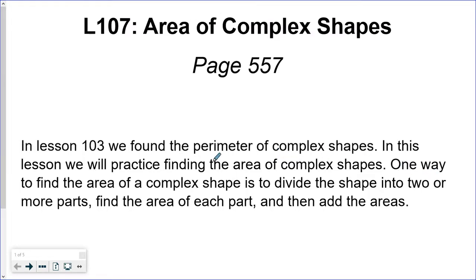So one way in which to find the area of those complex shapes is to take that shape and actually divide it into either two or sometimes even more parts. But I think in today's lesson, you'll be able to divide your shapes into two smaller shapes. Then what you're going to do is find the area of each one of those parts by themselves, and then we're going to add those numbers together to find the total area.